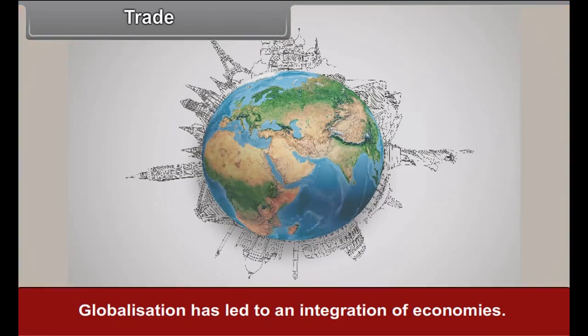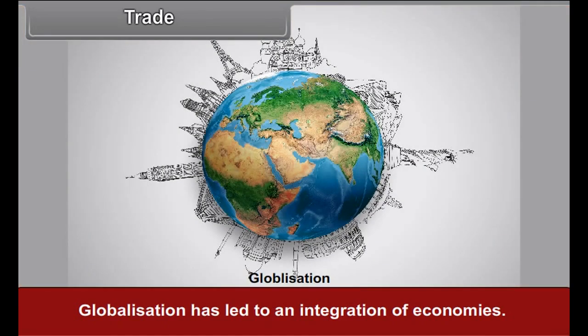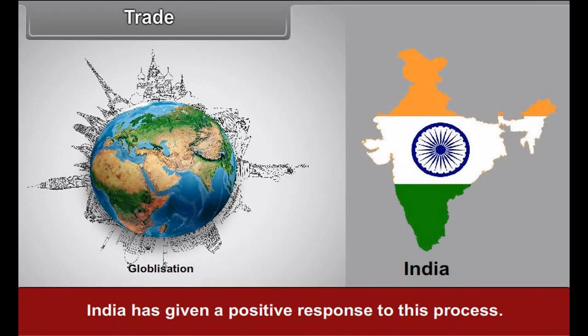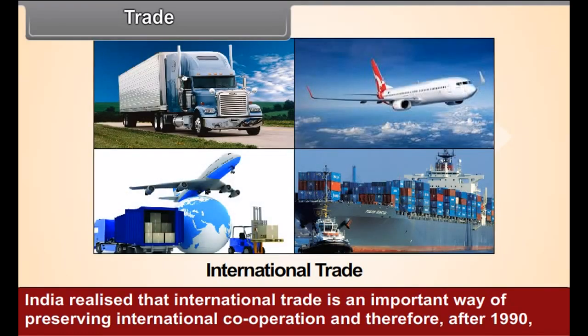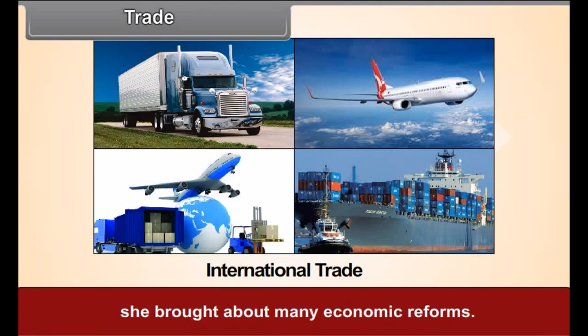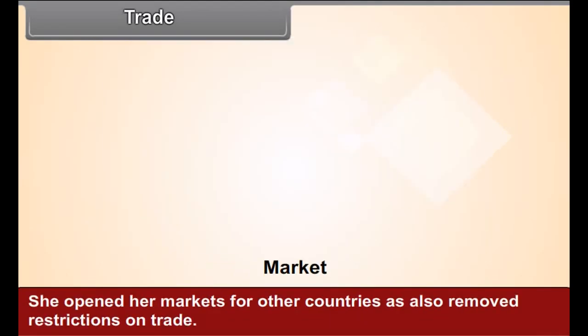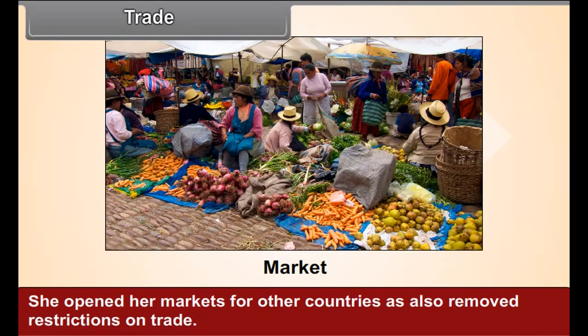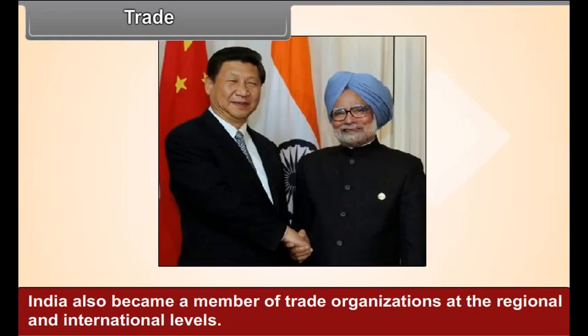Trade. Globalization has led to an integration of economies. India has given a positive response to this process. India realized that international trade is an important way of preserving international cooperation, and therefore, after 1990, she brought about many economic reforms. She opened her markets for other countries as also removed restrictions on trade. India also became a member of trade organizations at the regional and international levels.